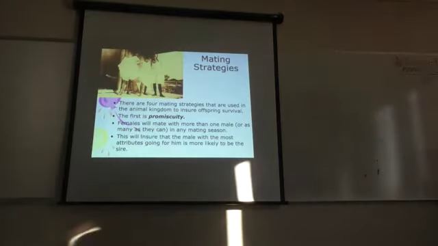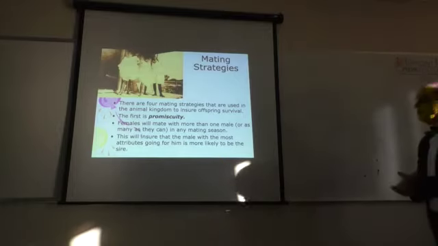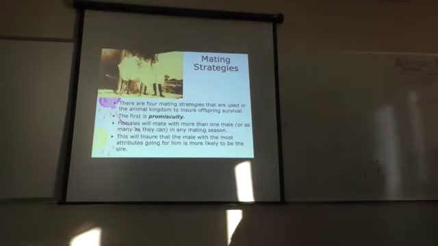So let's think about it. There are 4 mating strategies that are used in the animal kingdom to ensure offspring survival. The first one is promiscuity. And it works. Females will mate with more than one male, or as many as they can, in any mating season. And this is what female dogs will do. This is one of the reasons why the word for a female dog is so derogatory if you apply it to a human, because if you've ever watched a female dog in heat, she's not even looking. She's just getting in the right position, and the males are mounting her.